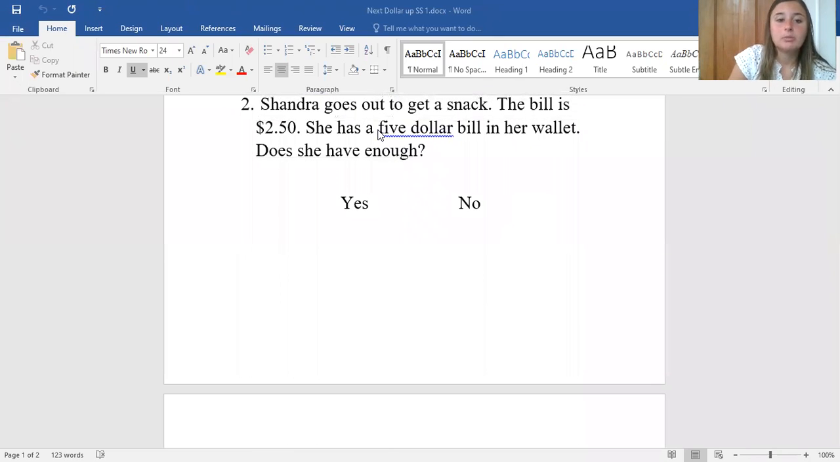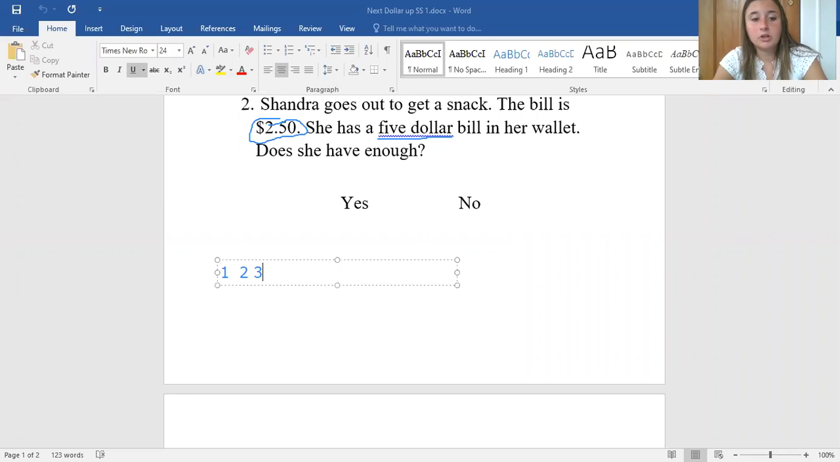Okay, problem number 2. Chandra goes out to get a snack. The bill is $2.50. She has a $5 bill in her wallet. Does she have enough? So to solve this problem, I'm going to use a number line. I'm going to start at 1. And again, I'm just drawing one out here right now.